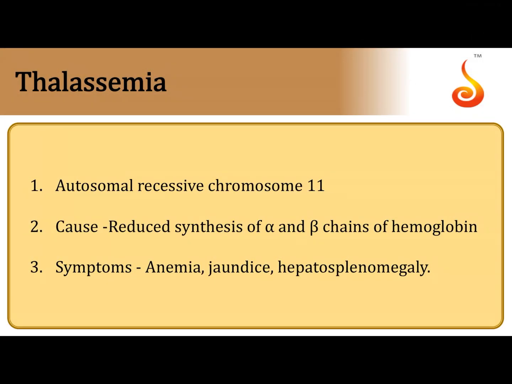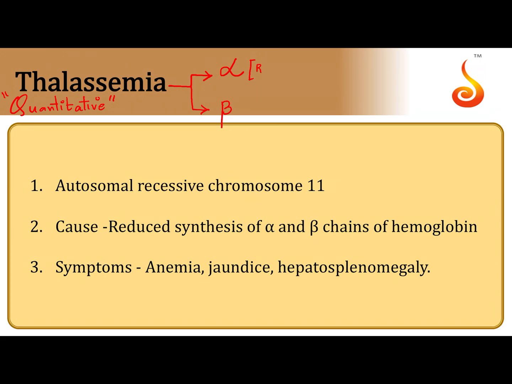Thalassemia is a gene or a Mendelian disorder which is also an autosomal recessive disorder. Thalassemia is a quantitative disorder because it has something to do with the amount of alpha and beta chains of globin that are present in the hemoglobin molecule. So generally in thalassemia there are two types. The first type is called alpha thalassemia and the second type is called beta thalassemia.